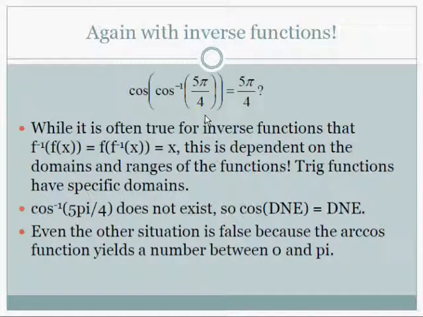So then if you take the cosine of a number that doesn't exist, you're still going to get something that doesn't exist. So that's why this one is in fact false. Because you cannot evaluate the piece that's inside the function here, inverse cosine of 5 pi over 4.